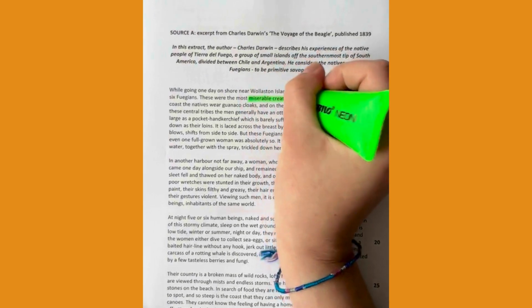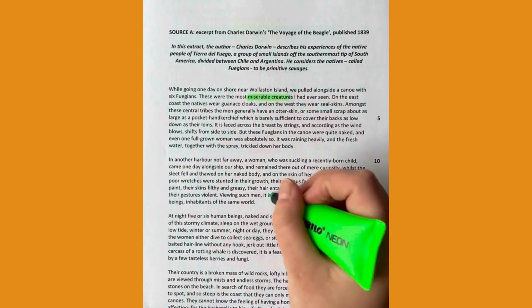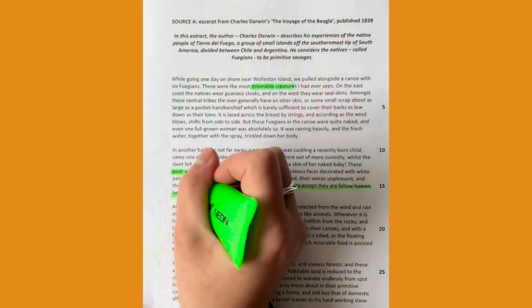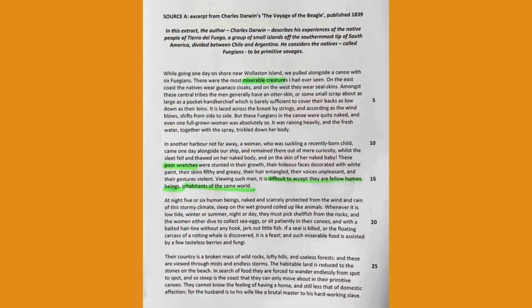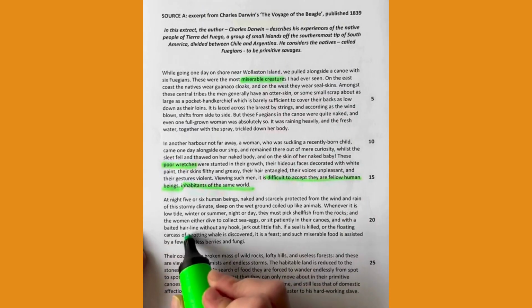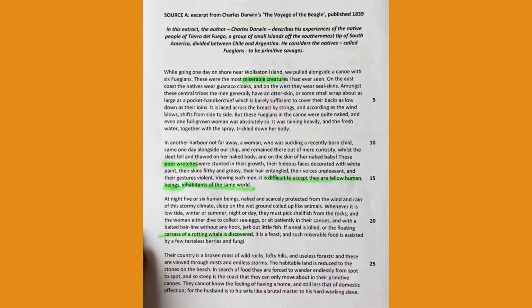So, miserable creatures. Difficult to accept they are fellow human beings, inhabitants of the same world. Again, I'm not going to read all of this because we don't have time to do that on this nugget, and you are able to read it yourself anyway. I just want to show you the skill and the approach that I would take. And there's a cupping egg, carcass of rotting well. Just going to leave it at that for a second. So I've managed to pick a few things out there.